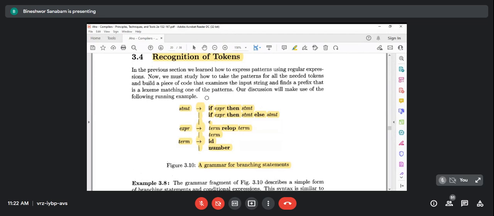Then the first one is the definition of your statement, the second is the definition of expression, then the definition of term. So for expression: term, then relational operator, then term, or expression may contain term only. And what is included in term is identifier or number. Okay, so you may use this statement multiple times and it will be written in short form. Here it is written in the long form.